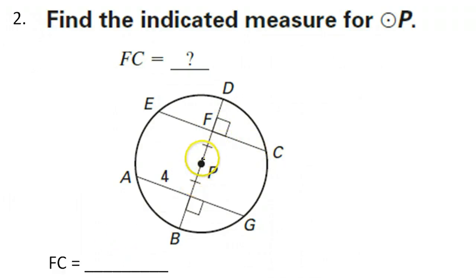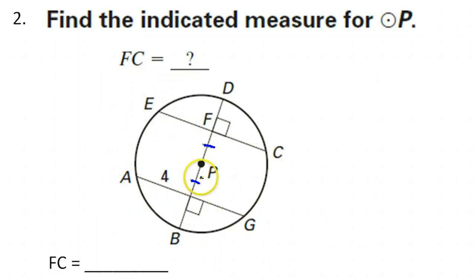Now the key is a theorem that we learned that if you have a chord that is the same distance from the center as another chord, when I say distance I mean perpendicular distance, then those chords are the same length. So you see these marks right here and here. That means that these chords, EC and AG, are the same distance away from the center. So AG and EC must be the same length.